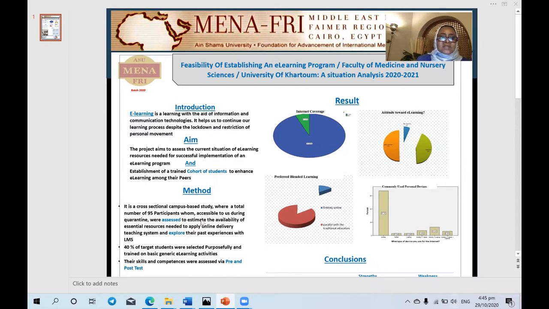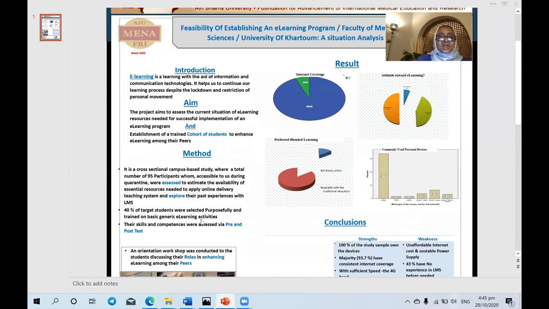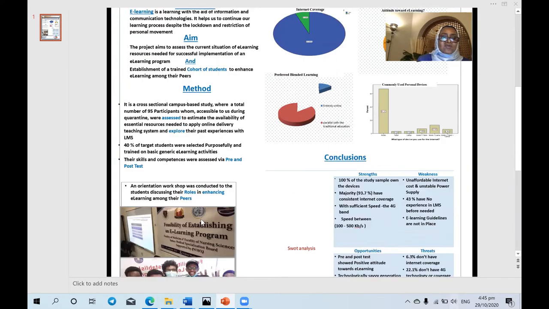Methodology: it's a campus-based study where a total of 95 participants, who were accessible to us during the quarantine, were assessed to estimate the availability of essential resources needed to apply an online delivery teaching system and explore their past experience with the learning management system.